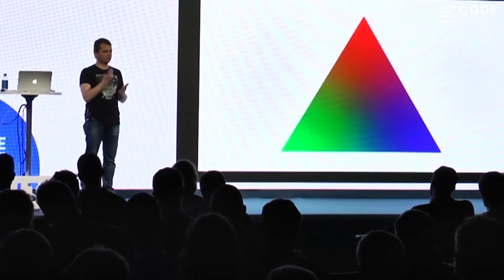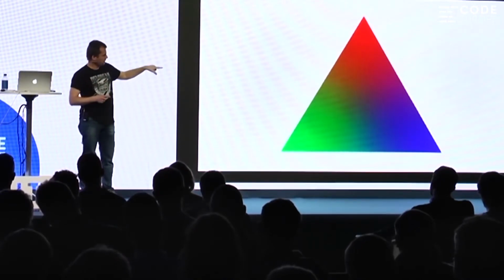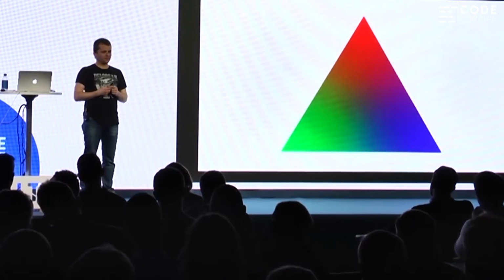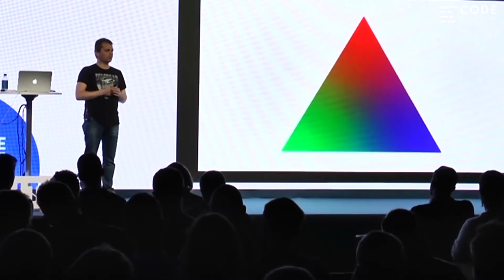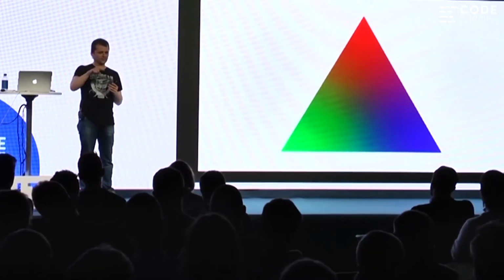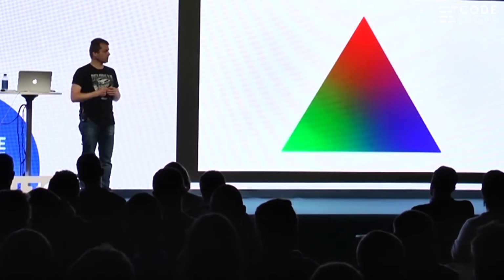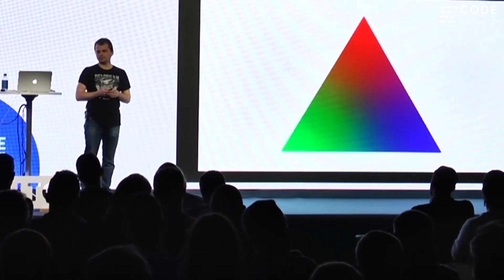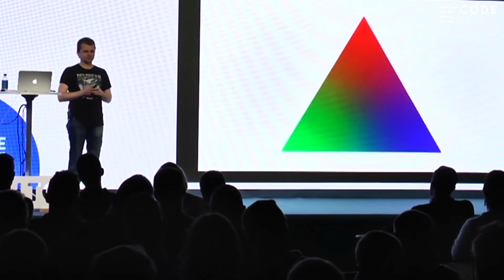So this is why it's called varying, because for the points in between, the color is also interpolated. It's like half of every point, every corner of the triangle. OK, does it make sense?